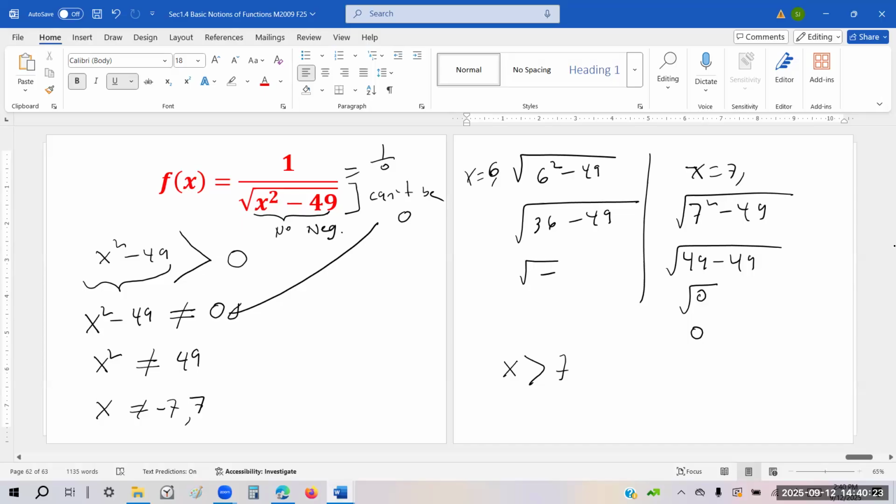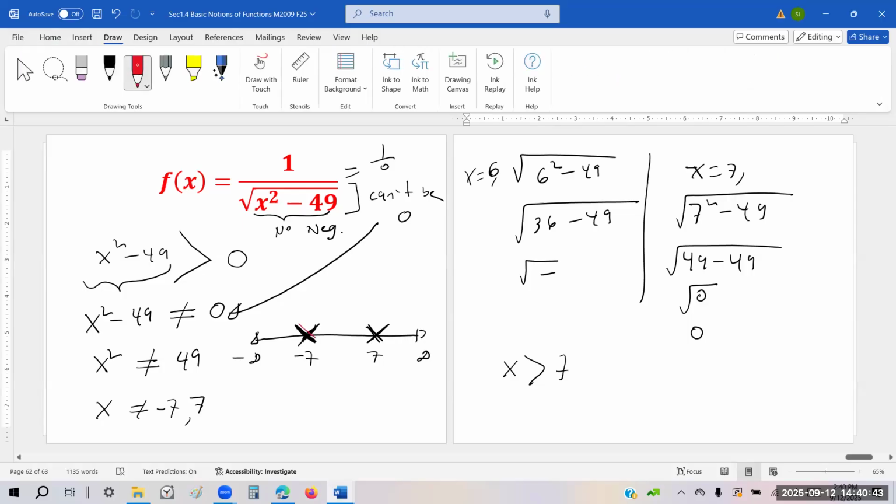And we know it has to be bigger than 7. So we go to the number line. We have negative infinity, positive infinity, and these are the two numbers we definitely know that we cannot replace x with, because we just found them out from the denominator. They definitely cannot be negative 7 or positive 7.